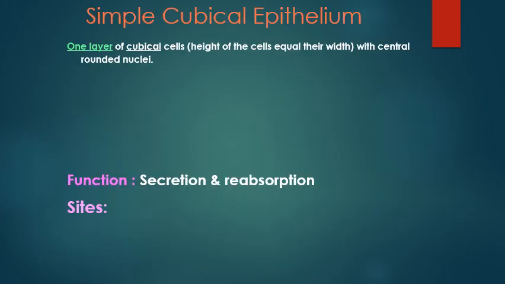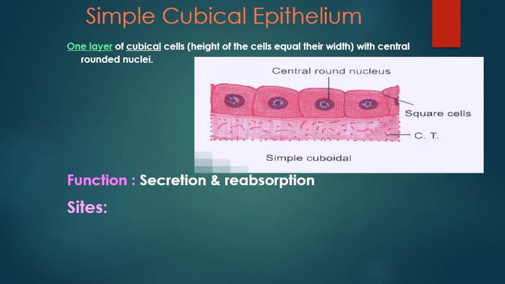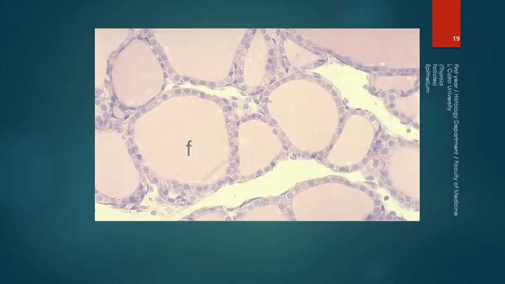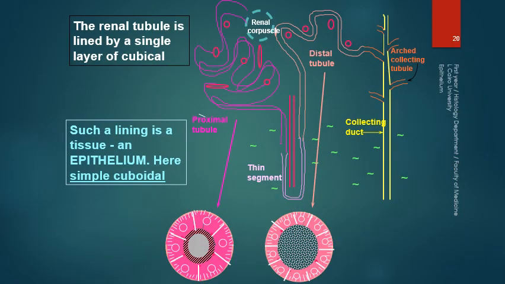The simple cubical is one layer, the length equal to the width, with central nuclei. One layer, cube in shape, the length equal to the width, and the nucleus is central and rounded. Please remember two words: secretion and reabsorption. Here is the thyroid follicle lined with simple cubical epithelium. This is the kidney tubules lined with simple cubical epithelium, and the function is reabsorption.